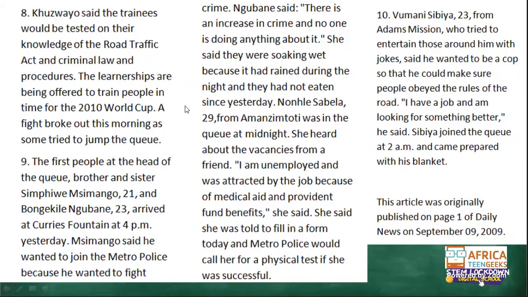Vumani Sibiya, 23, from Adams Mission, who tried to entertain those around him with jokes, said he wanted to be a cop so that he could make sure people obeyed the rules of the road. I have a job and I'm looking for something better, he said. Sibiya joined the queue at 2 a.m. and came prepared with his blankets. This article was originally published on page 1 of Daily News on September 09, 2009.